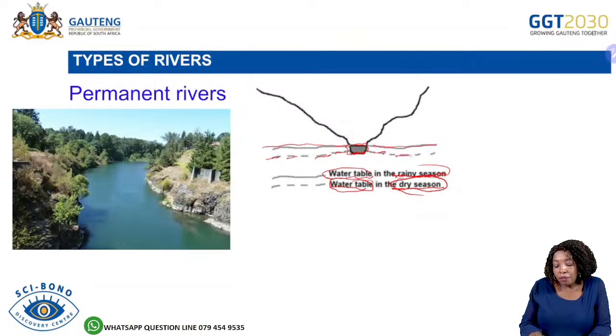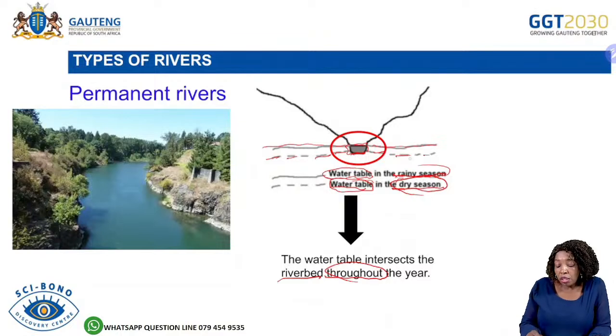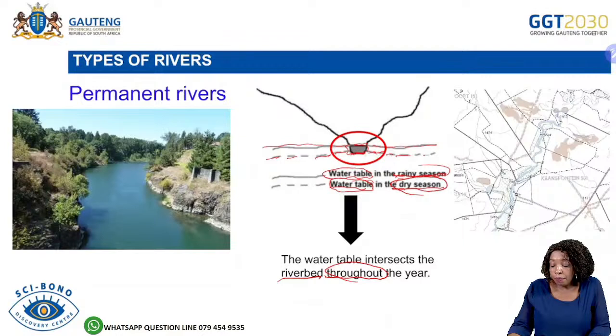So this particular river can still flow during a dry season. There's a continuous supply of water onto the riverbed. So the water table intercepts the riverbed throughout the year. That is the explanation of what brings in the difference between the rainy season and the dry season. Although the level would still be low, even in the dry season, this water table would still be intercepting the riverbed.